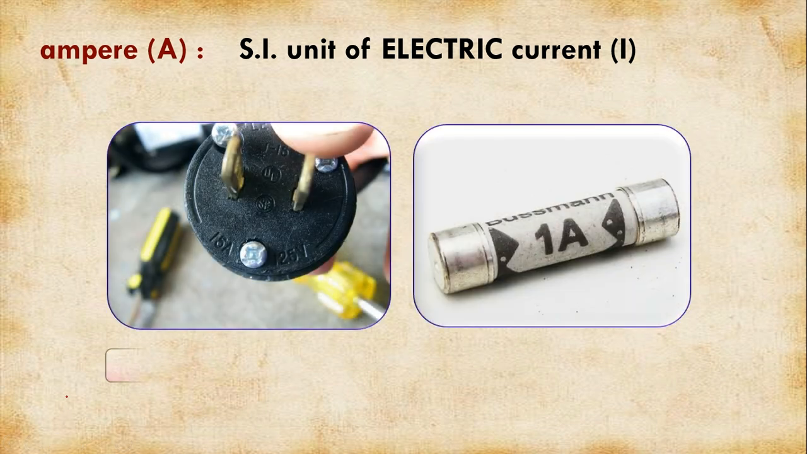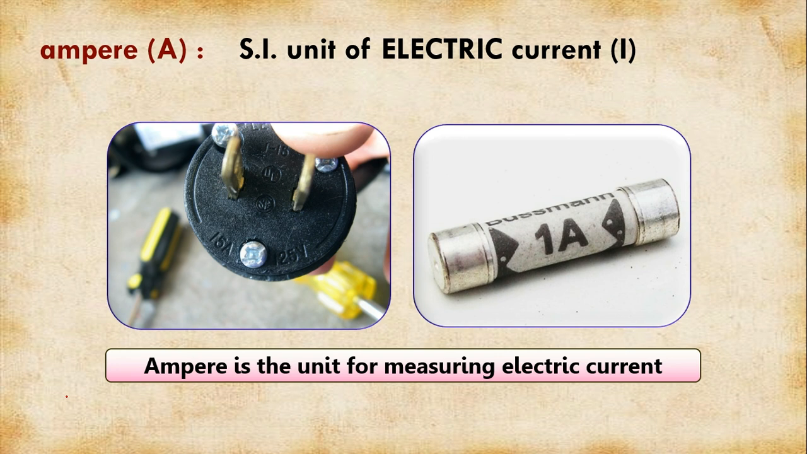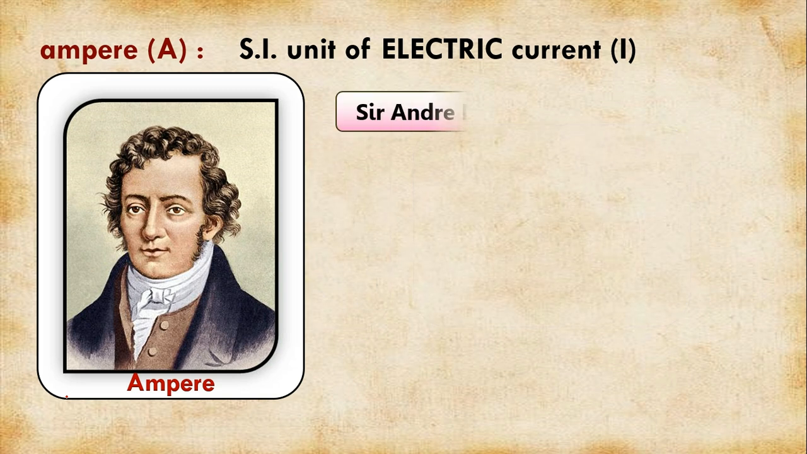So you can see 1 ampere, which is mentioned on the battery like a cell. Ampere is the unit for measuring the electric current. Okay. Named after Sir Andre-Marie Ampere.